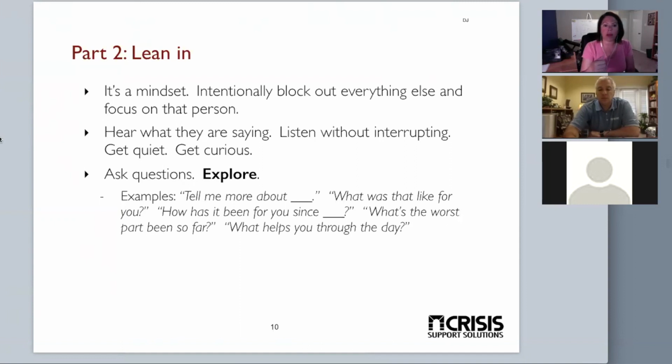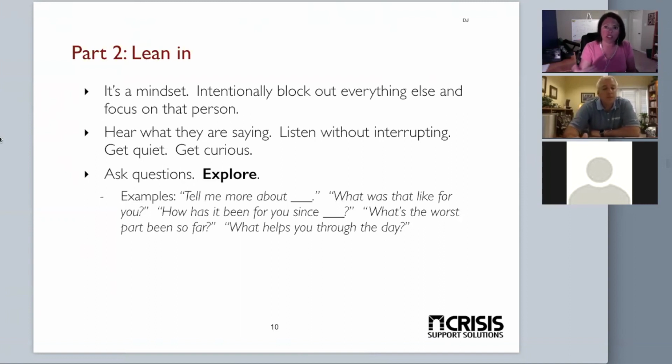So tell me more about, what was that like for you? How has it been for you since this event happened? What's been the worst part for you so far? That's always one of my favorite questions. And what helps you through the day? So you're just gathering and getting more information from that person.